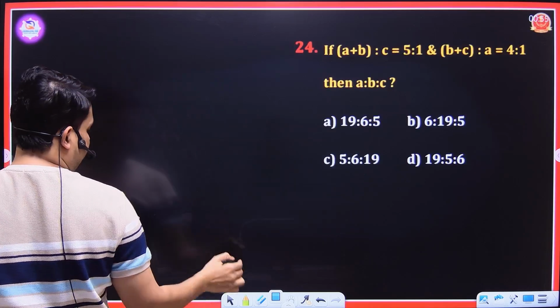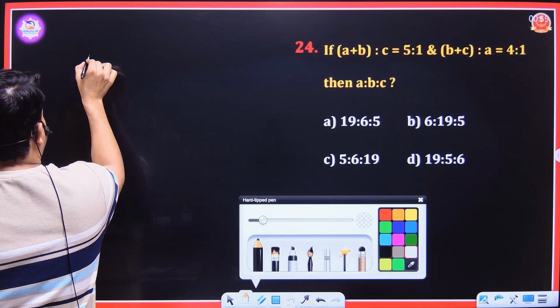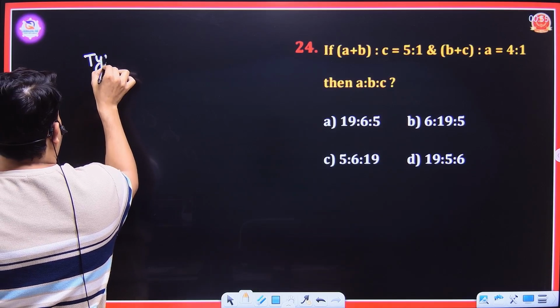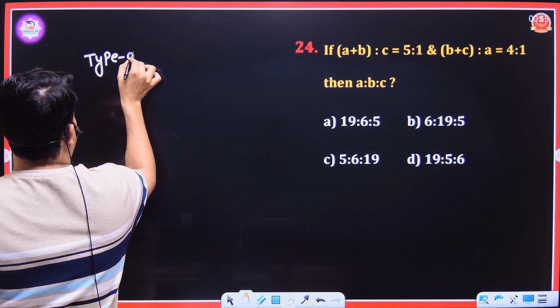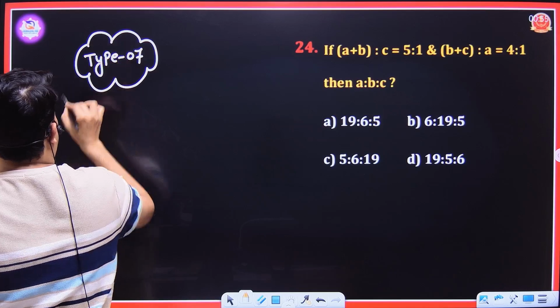From tomorrow, we have questions on these particular ratios. Have type 7.